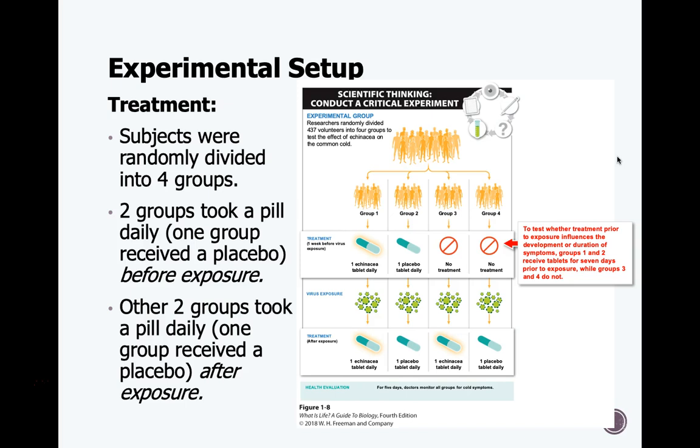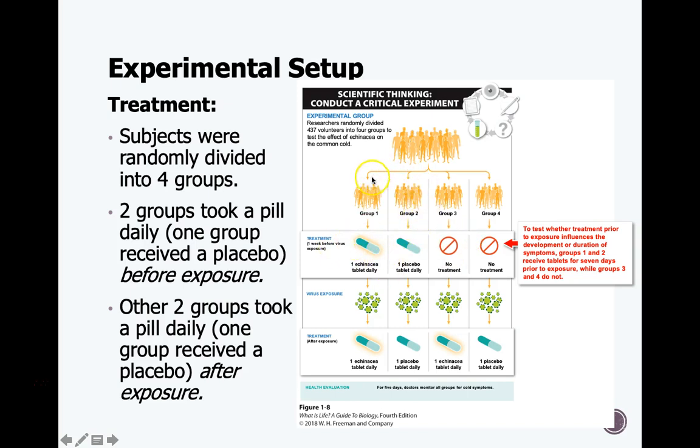So the controls are sort of your comparison. They're the ones that get no treatment because you need a baseline. What is the duration of this cold? How likely are they to get it without taking anything? And then how does echinacea improve that cold?